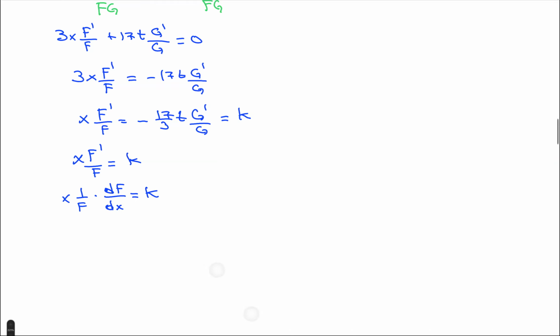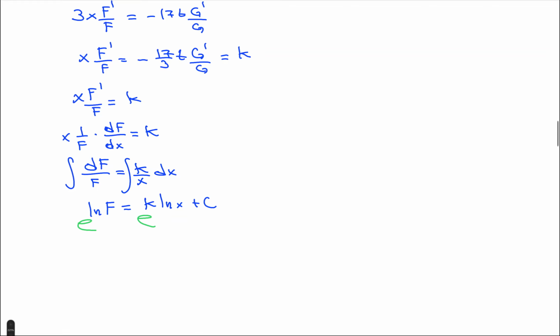Separating the variables, leaving all the f factors on the left and all the x factors on the right, that leaves us with df over f equals k over x dx. At this point, we may go ahead and integrate both sides of the equation, leaving us with ln of f equals k ln of x plus some constant of integration that I'm going to call c.